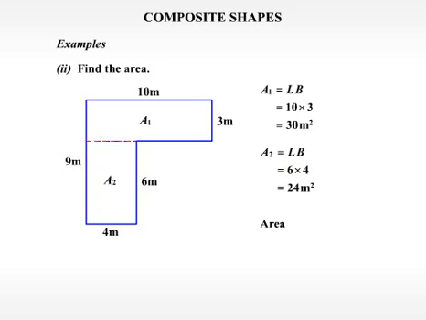So the total area then is a combination of adding Area 1 and Area 2. Area 1 there and Area 2 together make up the total area. So working that out, we have 30 and 24 to add. So we write that down, and when we add the two, we get 54 square metres. Terrific.